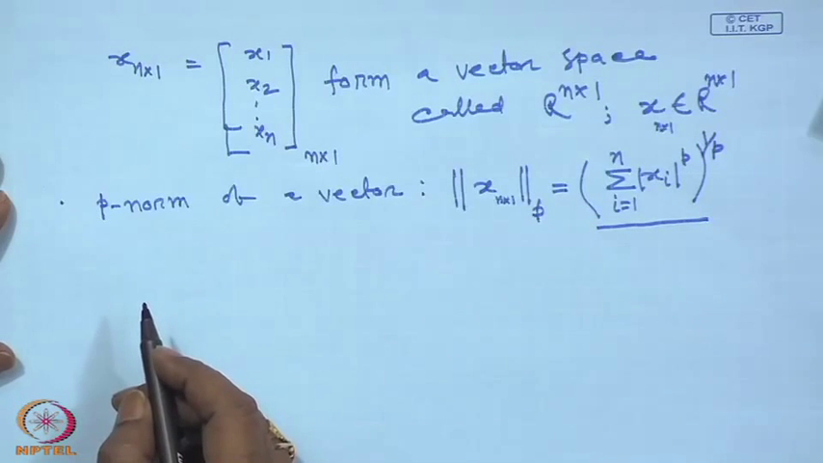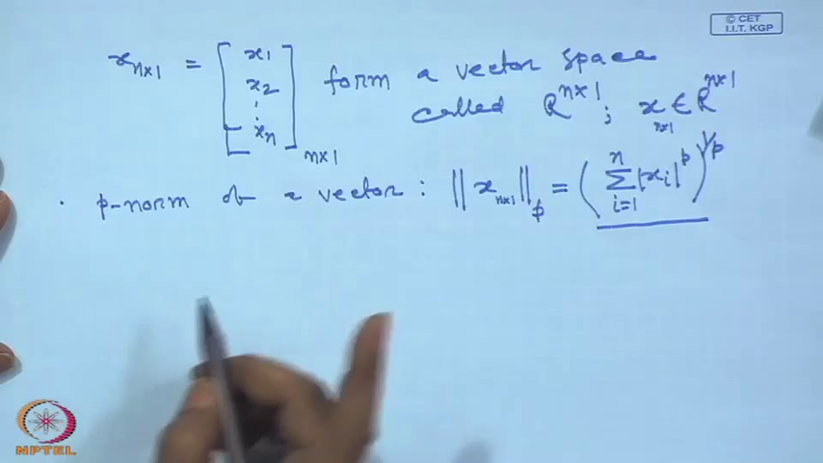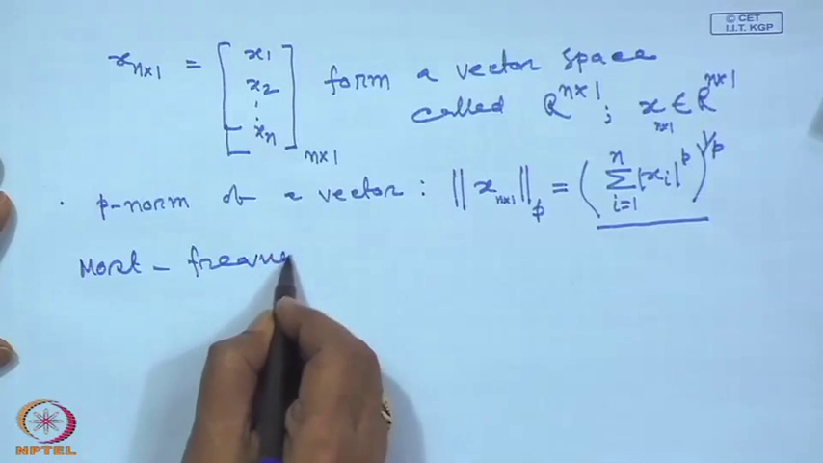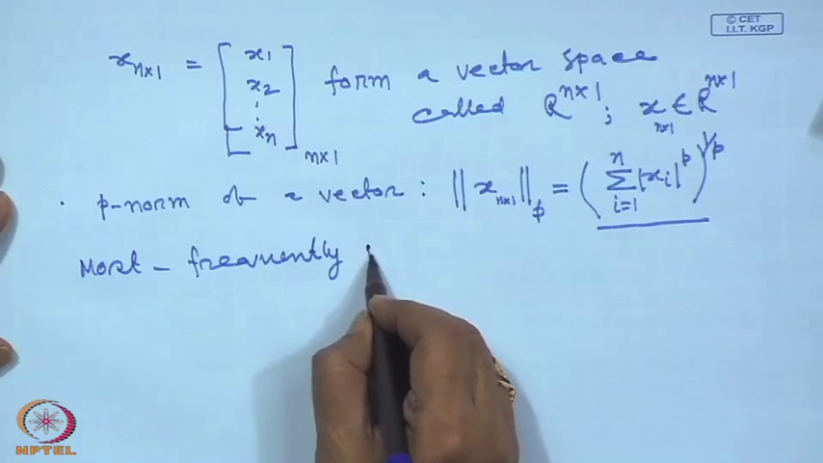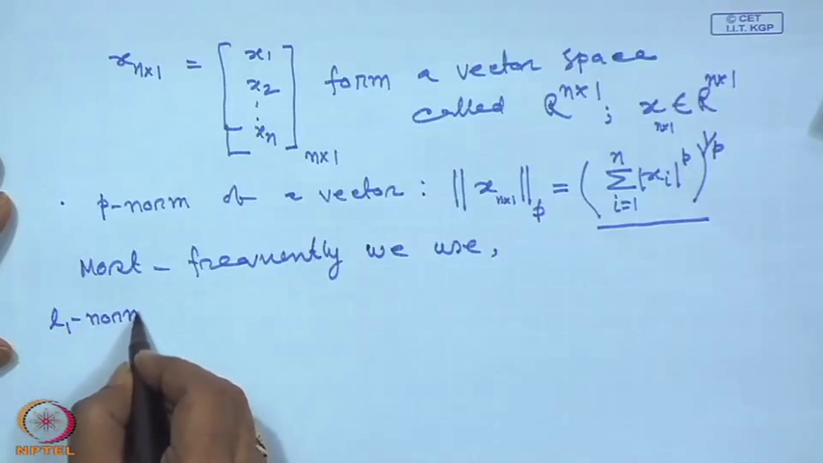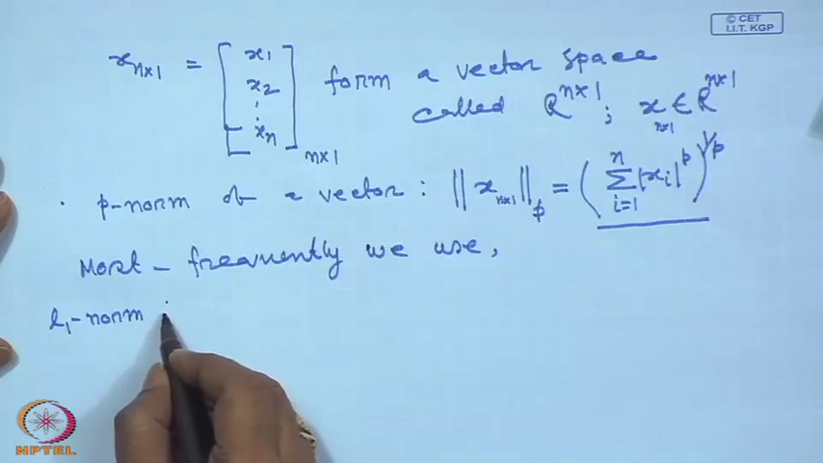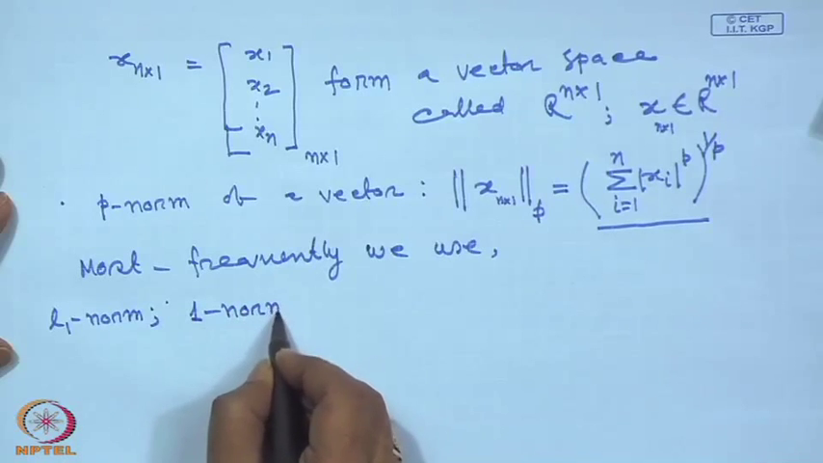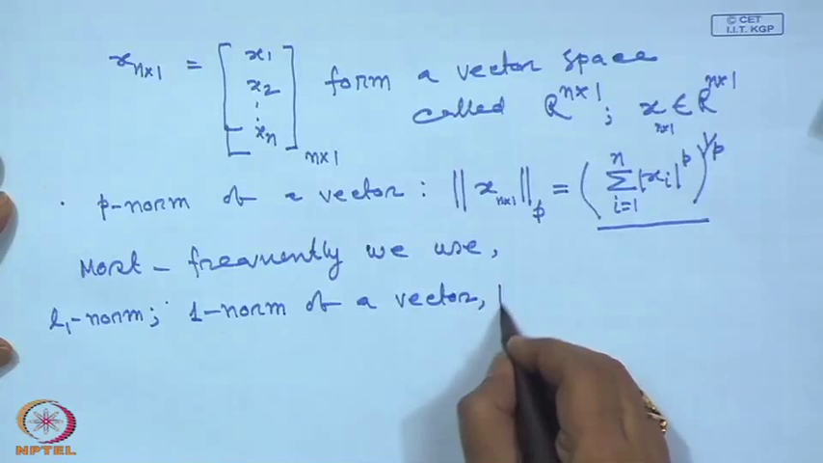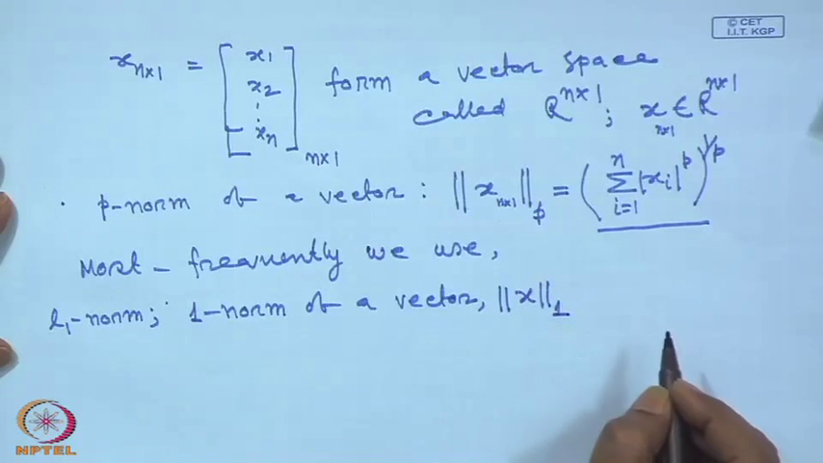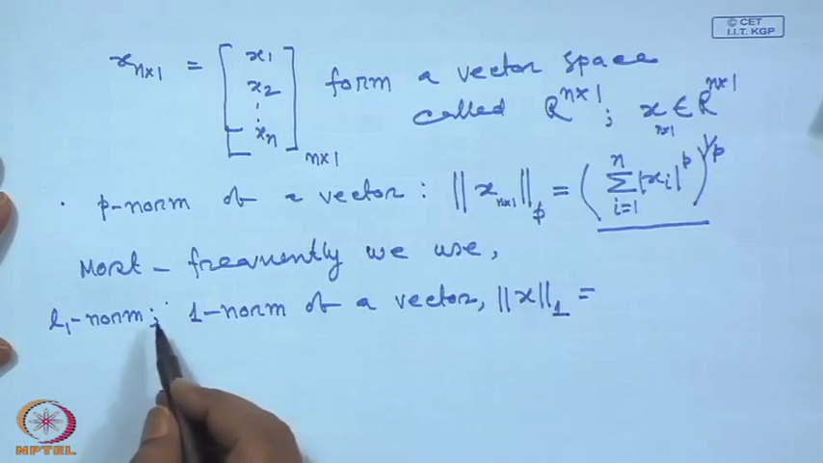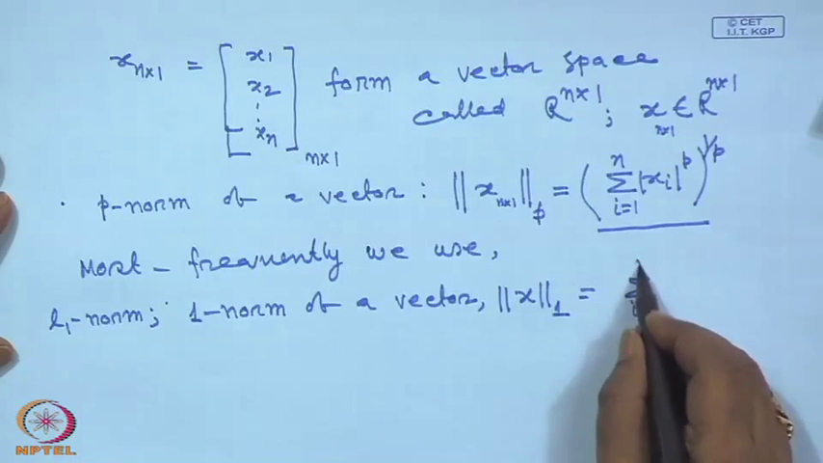Now, most frequently we use the norm 1, norm 2, and then it is called infinity norm. Most frequently we use the L1 norm, which is also called the 1 norm of a vector, and symbolically it is represented by x with suffix 1. This is nothing but, when you put p is equal to 1, the norm 1 or L1 norm. So, it is nothing but a summation of i is equal to 1 to n of mod of x i.